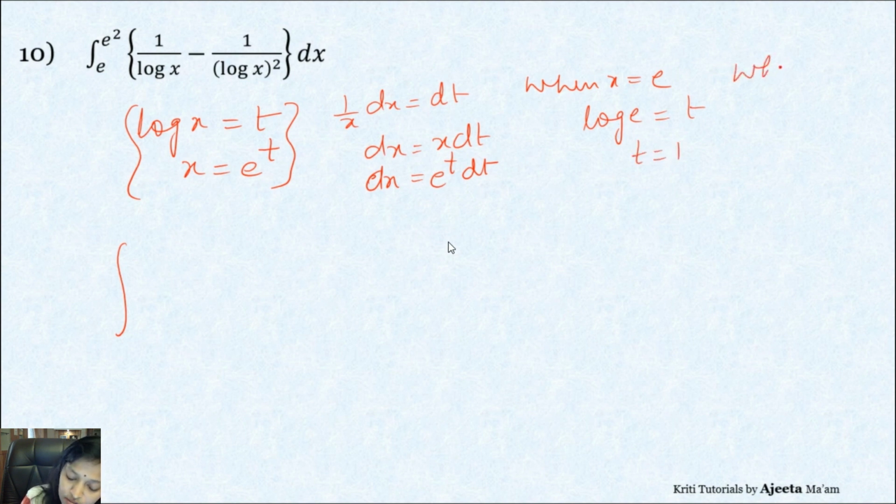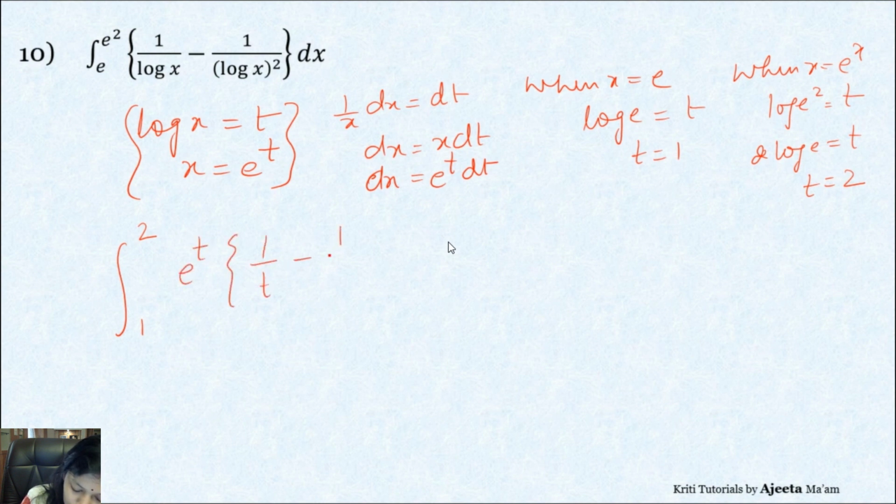When x is e square, so what do you get? Log e square is t. So 2 log e is t. So what will be your t? T will be 2. Correct? So now let's move on to the next. So the limits will be 1 to 2. And your function will be now exponential t 1 upon t minus 1 upon t square dt.